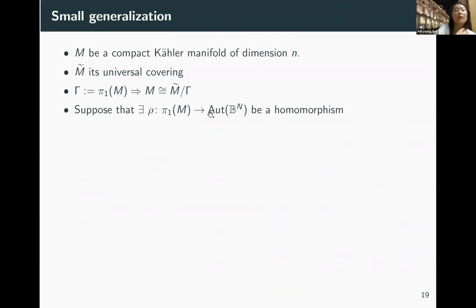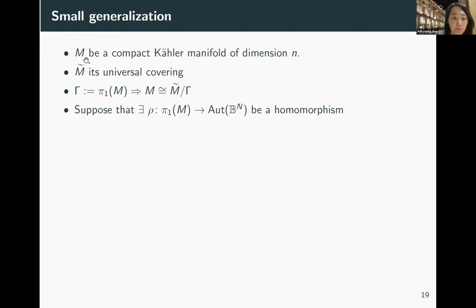Here is a small... actually our case, Bn times Bn mod gamma is very special. So we tried to generalize that theory to another case, but here is a very small generalization.